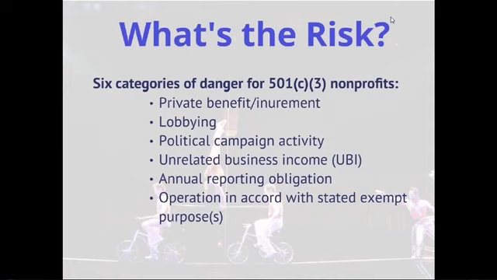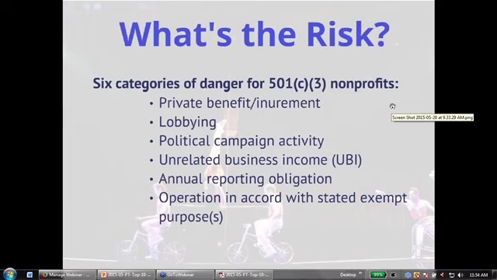The last subtopic under this list of dangers for 501(c)(3) nonprofits related to tax-exempt status is number 6, operation in accord with your stated exempt purpose or purposes. When a nonprofit stops doing all or a significant amount of those exempt activities that it told the IRS it was going to do in that original application for exemption, it is at risk of losing its tax-exempt status.